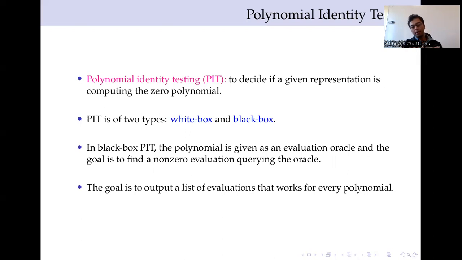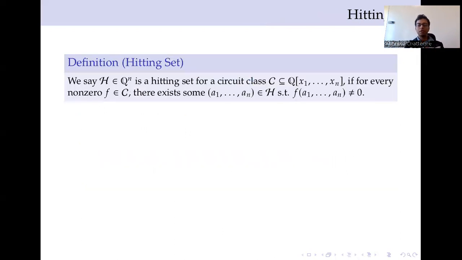As in the black box setting we can't see the polynomial, the goal is to output a list of evaluations so that for every non-zero polynomial, in that list you'll be able to find a witness of its non-zeroness. So it's a list that works for all the polynomials. This list of evaluations is formally called a hitting set. A hitting set H with respect to a circuit class C is a list of evaluations such that for every non-zero polynomial in the circuit class C, by non-zero we mean that there is some witness in the universe, we'll be able to find a witness in that small list of evaluations in the hitting set.